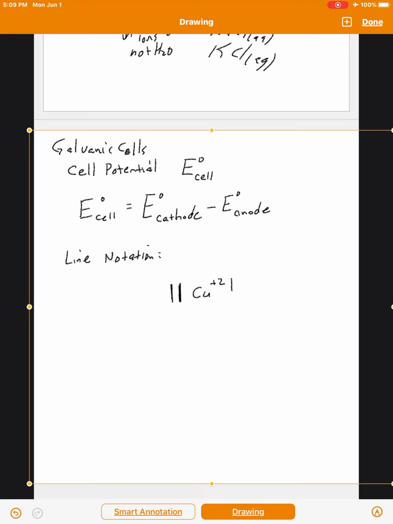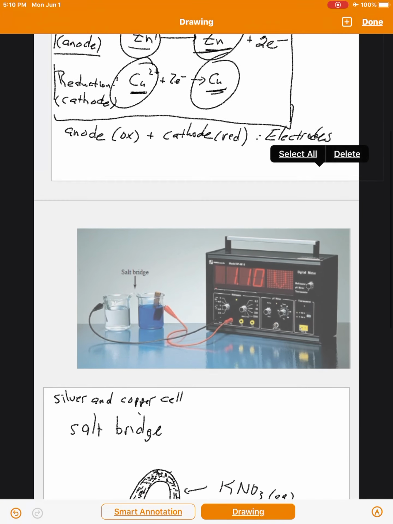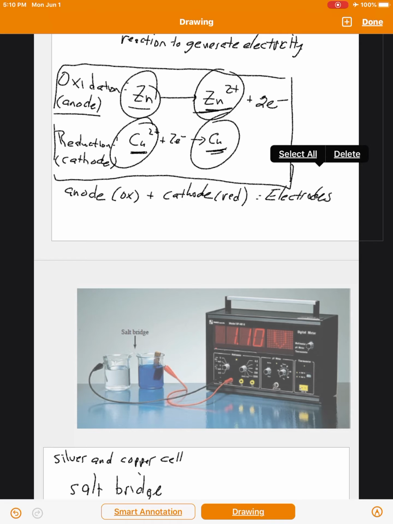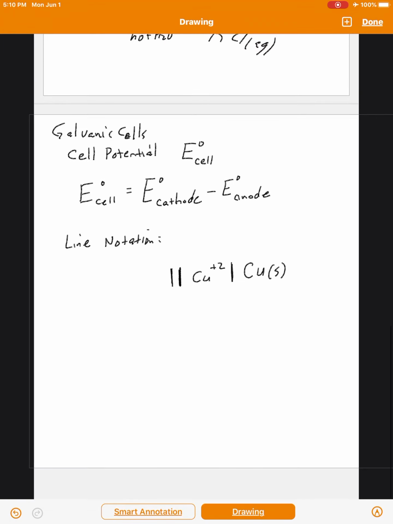And then you put one vertical line next to that, and then you draw the symbol for the cathode. Okay? So in this particular setup, for reasons that we'll see in the next section, copper is the cathode. So you put the symbol for the element, again, this is for the cathode, and then to the left of that, you put the ionic form.